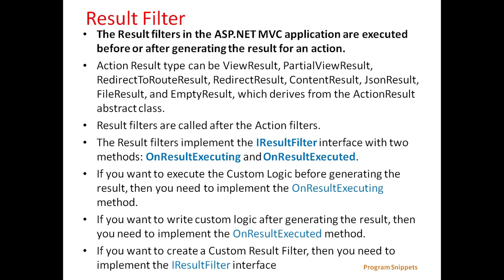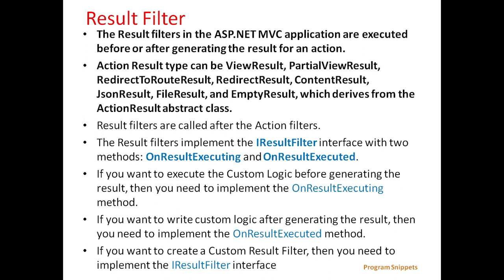The result filters in ASP.NET MVC applications are executed before or after generating the result for an action. Action result types can be ViewResult, PartialViewResult, RedirectToRouteResult, RedirectResult, ContentResult, JsonResult, FileResult, and EmptyResult, which derive from the ActionResult abstract class. Result filters are called after the action filters.